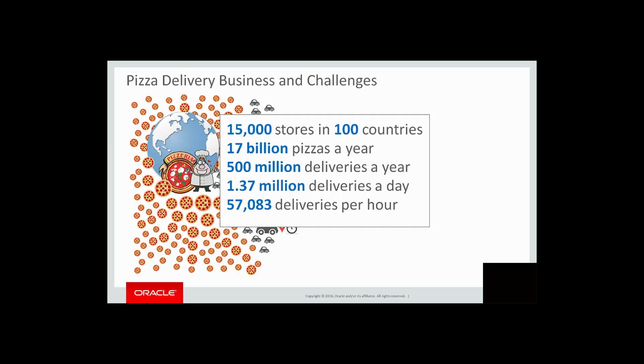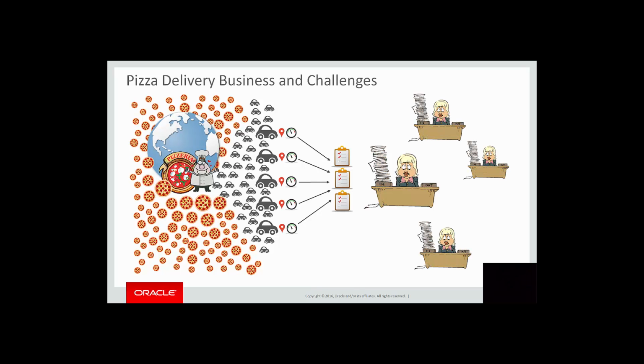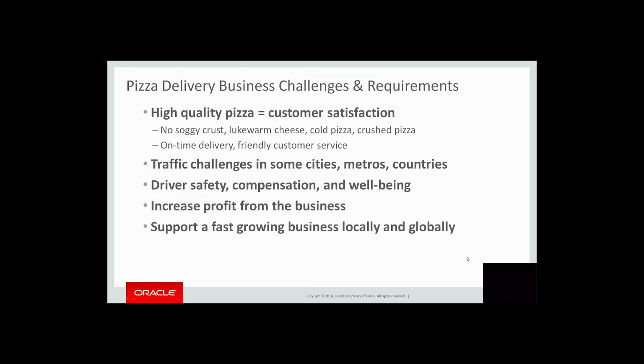And it rounds up to about 1.37 million deliveries a day, which means around 57,000 deliveries per hour. Now, his wife is no longer able to keep track of all these activities using paper, so he would need to hire more assistants to help out or figure out a new way.